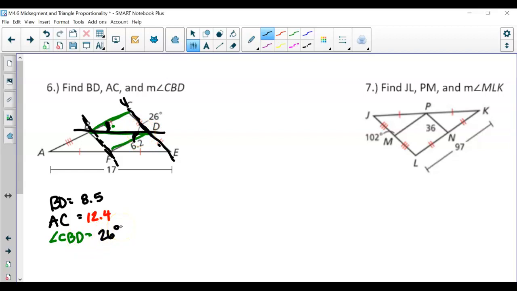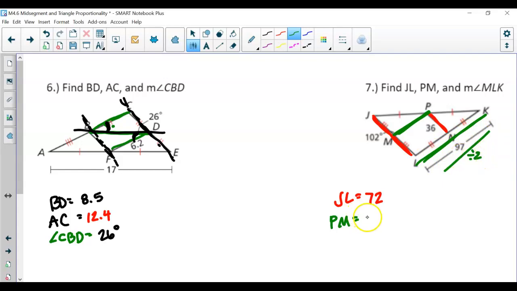Go ahead and pause the video now and try 7 on your own here. Here we go. We're looking for JL first. JL is here. What is JL parallel to? PN, the midsegment, 36. So if PN is 36, then JL is 72. Now PM is here. PM is a midsegment, which is parallel to KL, which is 97. We just need to halve the 97 here to get 48.5.